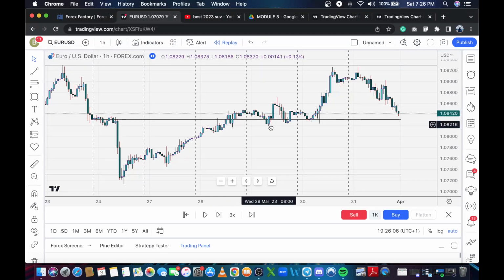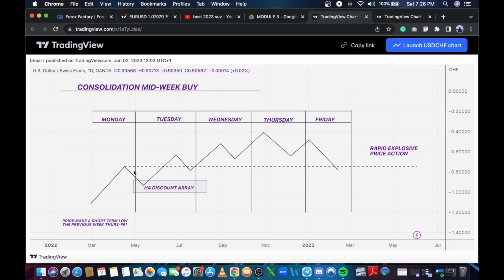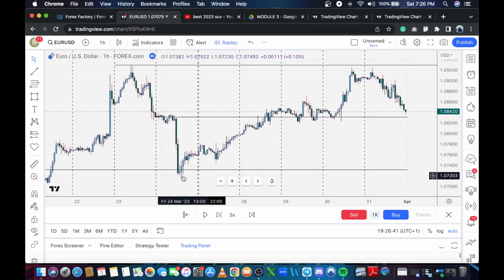Tuesday, Wednesday saw a consolidation, right? Sideways movement where it was neither trading higher nor trading lower. It was staying flat or sideways. And all of this was going on inside these two up candles prior to the run lower, which is a mitigation block. And you can see consolidation. So this is your classic, this is sort of the week here. Let me just draw attention to that. And this is your classic consolidation midweek buy, whereby price made a short-term low the previous week, Thursday or Friday. In this example, it was the previous week's Friday.